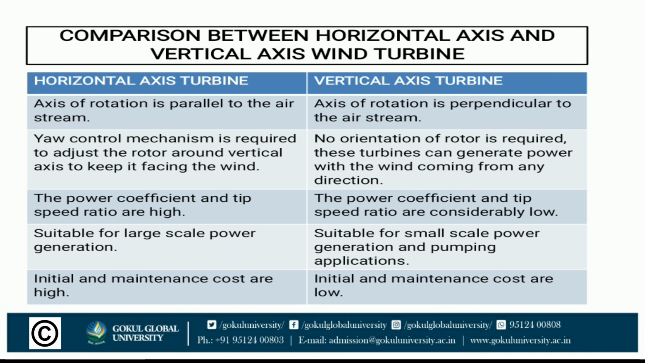In a horizontal axis turbine, the power coefficient and tip speed ratio are high, but in a vertical axis turbine, the power coefficient and tip speed ratio are considerably low. Horizontal axis turbines are suitable for large scale power generation, but vertical axis turbines are suitable for small scale power generation and pumping applications. In a horizontal axis turbine, initial and maintenance costs are high, but in a vertical axis turbine, initial and maintenance costs are low.